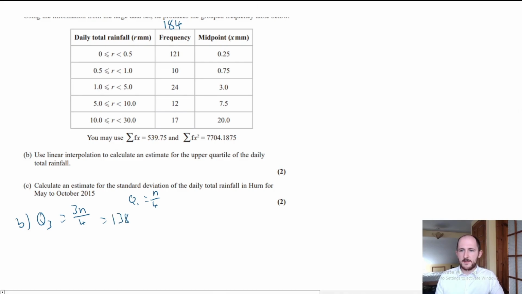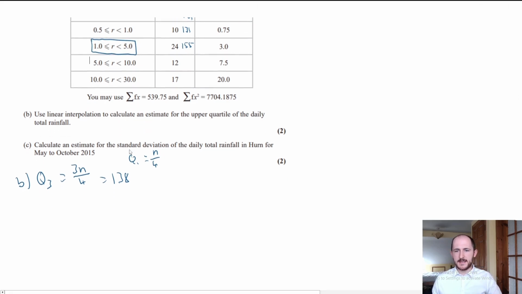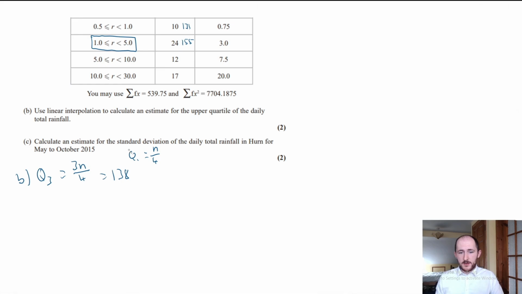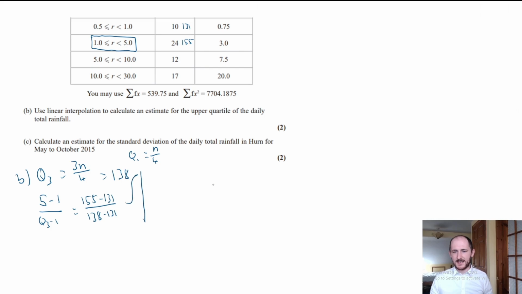It's actually not as hard as it seems, because this is already at 121, then 131, then 155. So it's definitely in this range here, which is nice and easy. Once again, we're going to do the difference in the class widths, 5 minus 1, over Q3 minus 1, is equal to the difference in the cumulative frequencies, 155 minus 131, over 138 minus 131. Again, nice and standard.